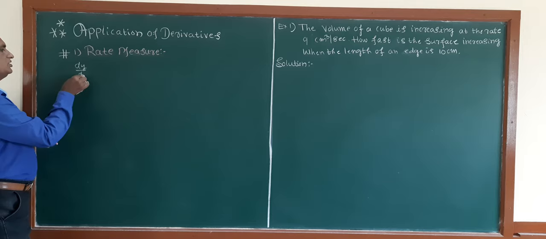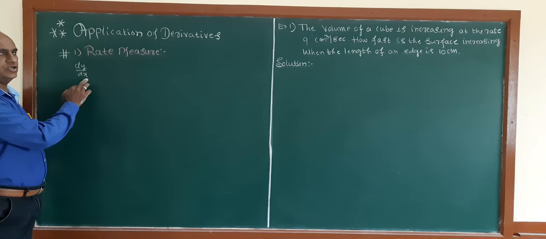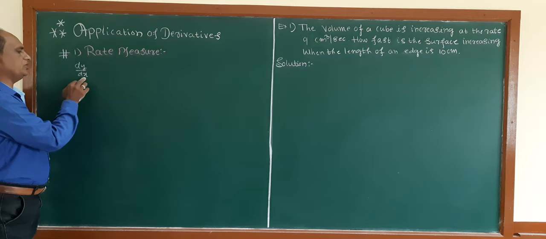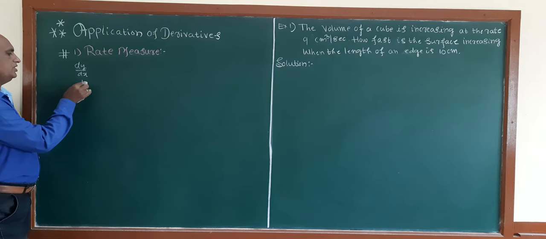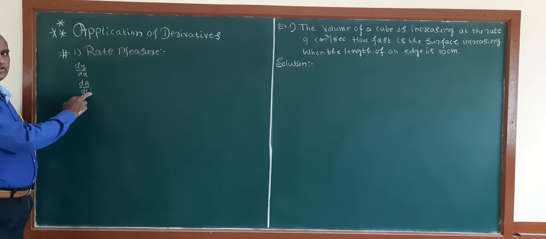So in rate measure, the meaning of dy by dx is the rate of change of y with respect to x. Similarly, dA by dt means a rate of change of area with respect to time t.